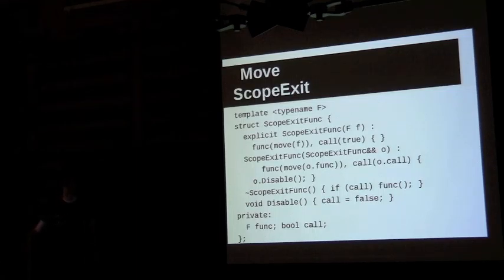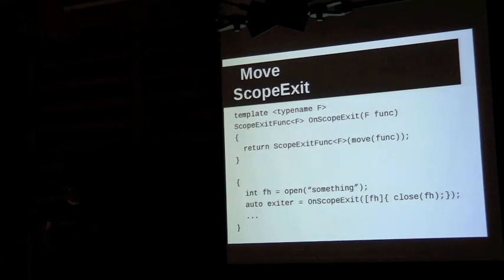Now here's the problem. You might want to use a lambda function here. And the problem is, if you use a lambda function, that f is a Voldemort type. That's an Alexandrescu term. It's a type which cannot be named. So it's really easy to solve. In the same vein as make_pair or make_tuple, you can just make a function called onScopeExit, which takes, say, a lambda function, and then returns a scopeExit object with that compiler-generated name.